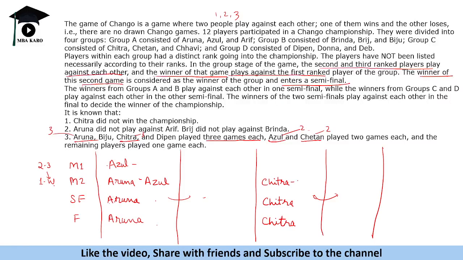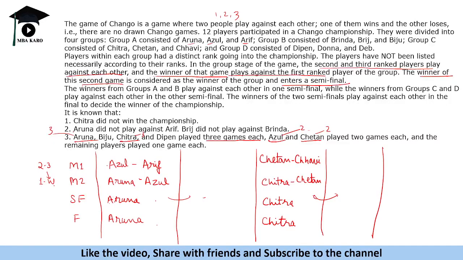Okay, so this is Chetan. Chetan plays 2 games. So it's Chetan and Chetan. Similarly, we can find the remaining person in each of these groups. So we have Aruna, Azul, and RF. This match is between Azul and RF, and this is between Chitra, Chetan, Chavi. So this is Chavi. Right. So we have filled the aspire.